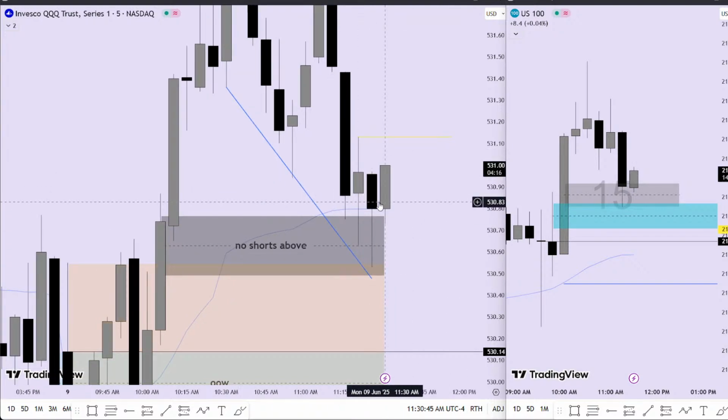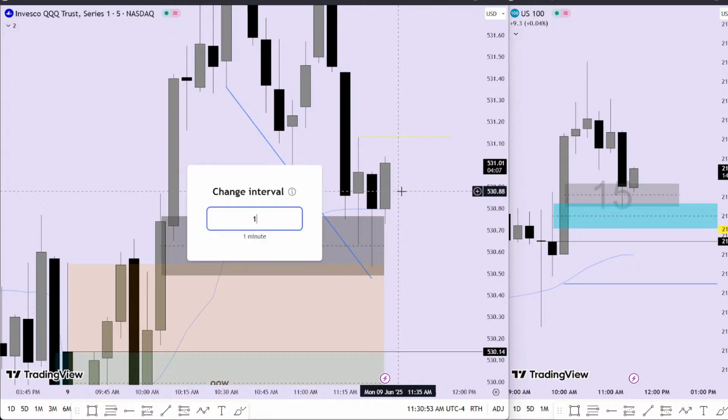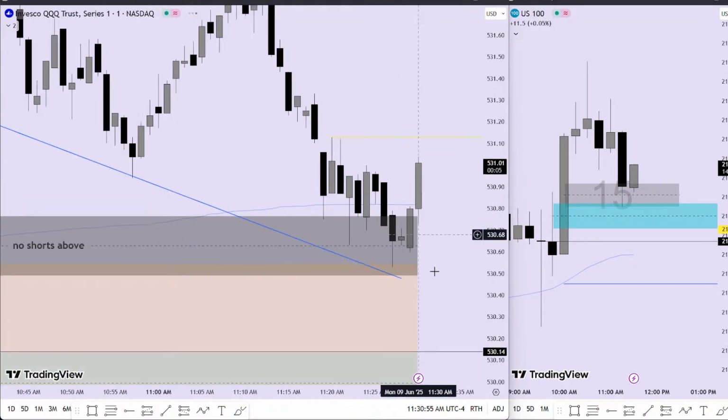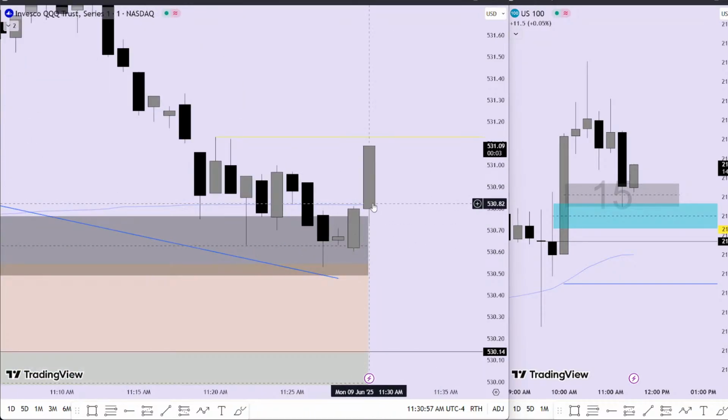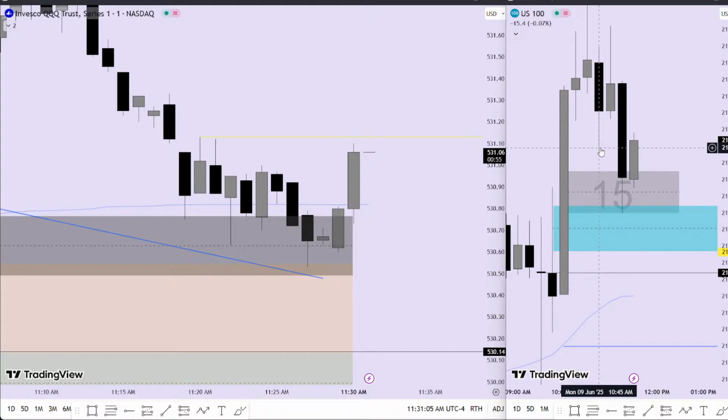Okay, what time is it? It's 11:30, right? So the first 2 hours has closed. So I will treat the third hour as the open. Okay, this is the first candle. We close this gap. There's a very high probability that we are going to close this gap also.